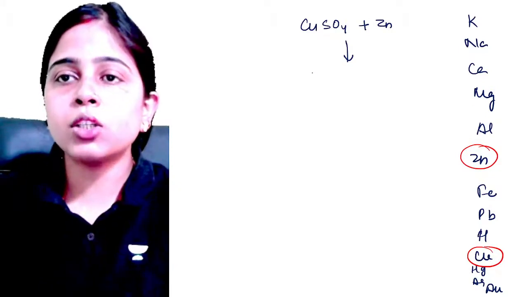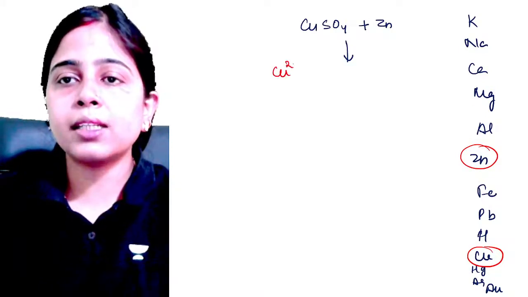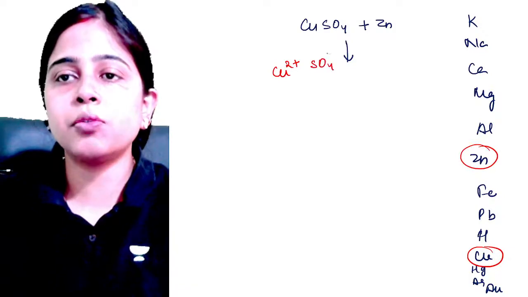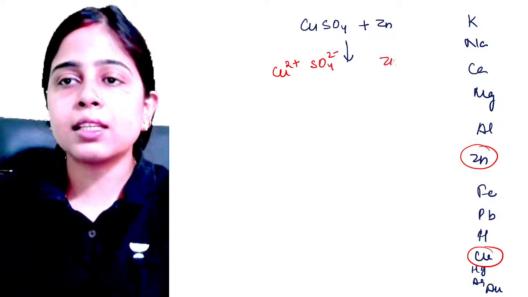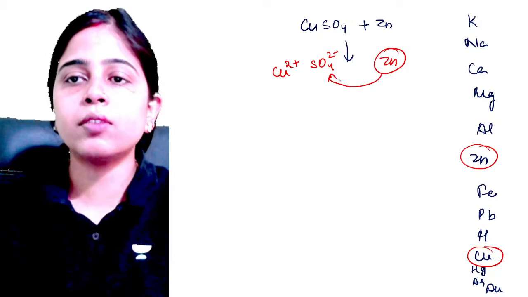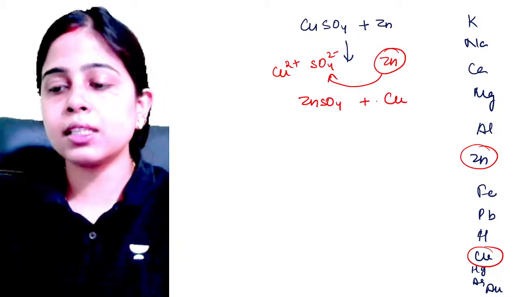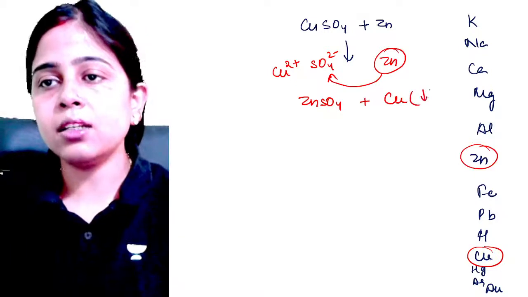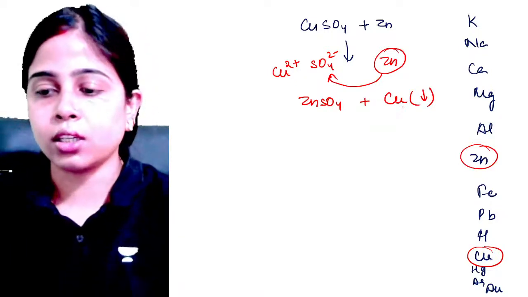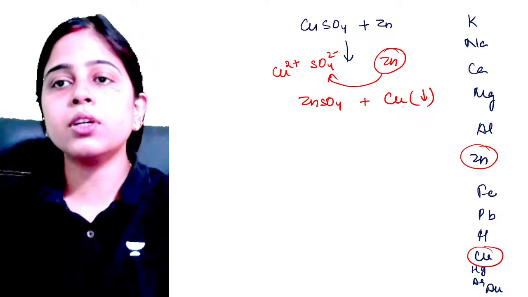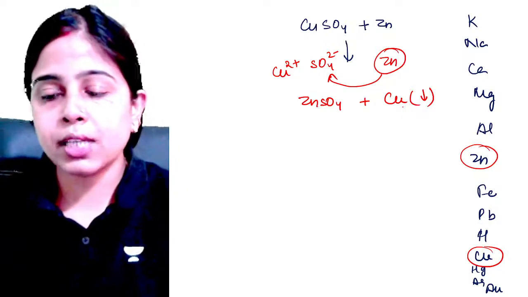So what will happen? Your copper sulfate will break down to produce Cu2+ and SO4 2-. Zinc is present here, so zinc will combine with the sulfate to produce zinc sulfate, and copper is produced as a red precipitate in the solution. Clear? So this is an example of your displacement reaction.